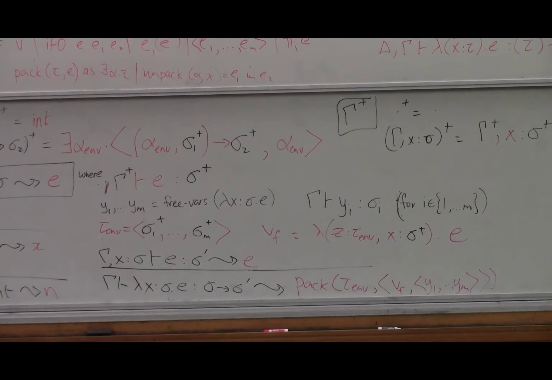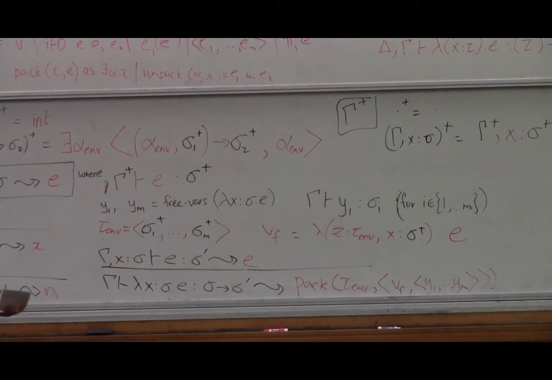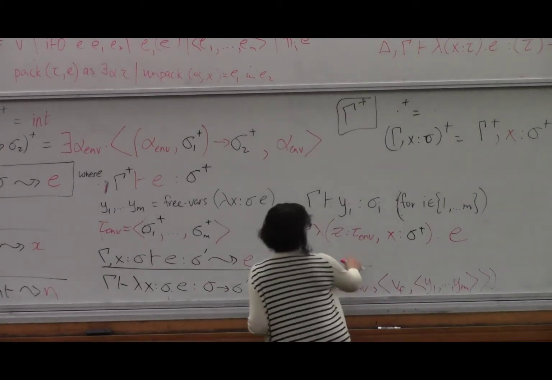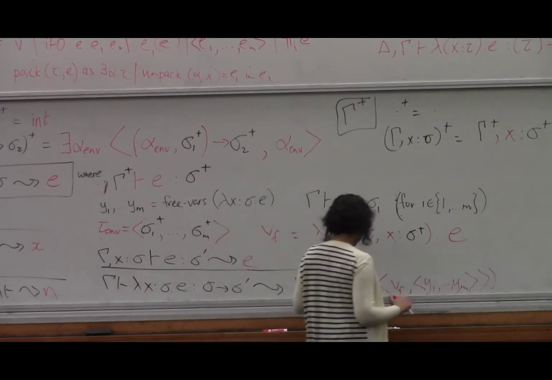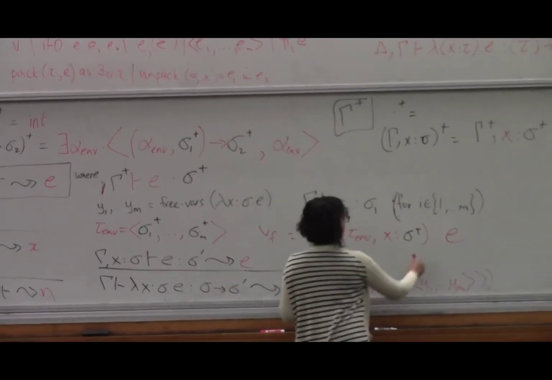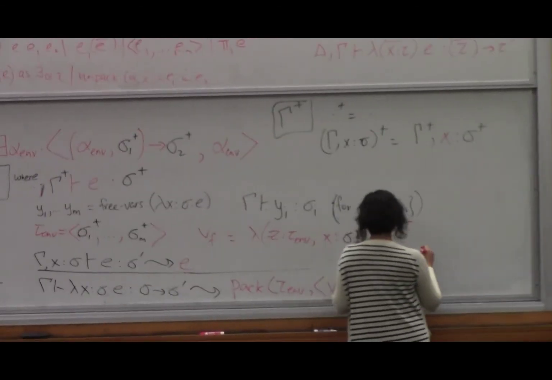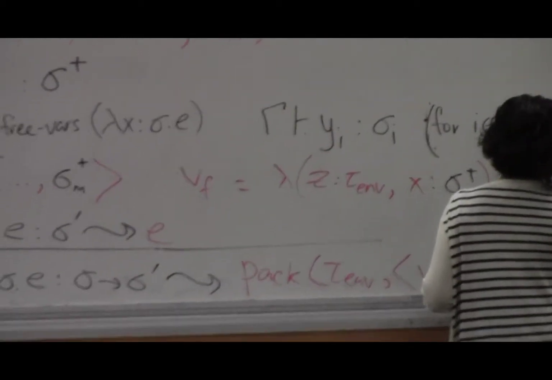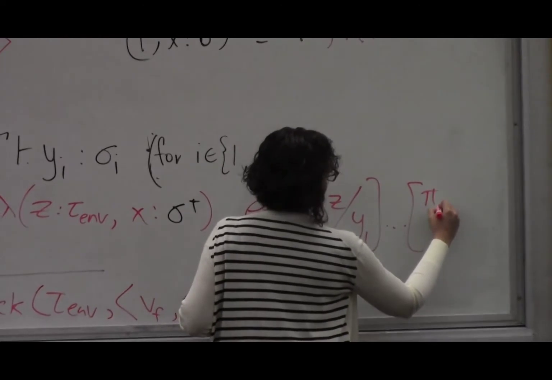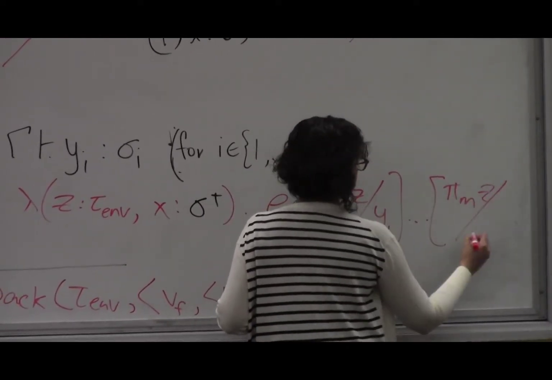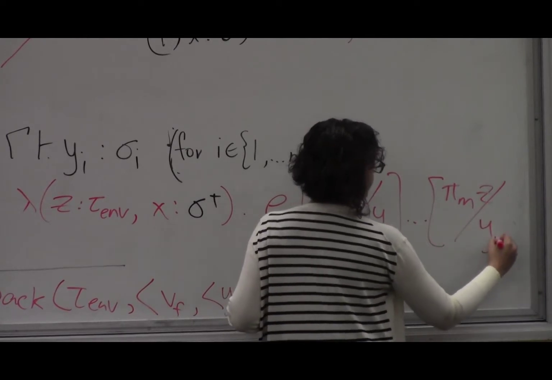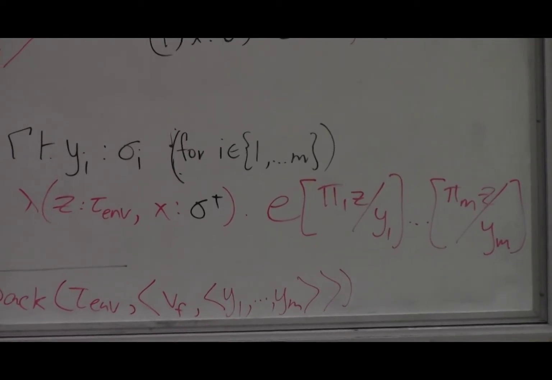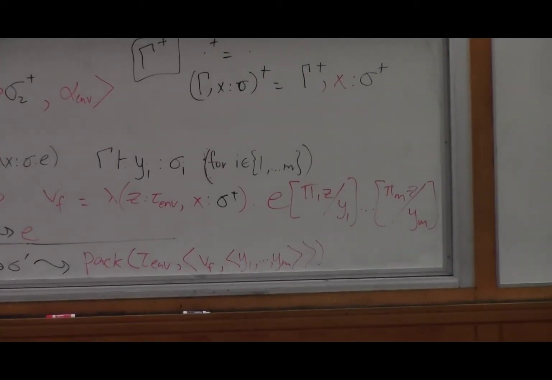So what do we do about those y's? We need to replace them with something. What are we replacing them with? With the projections extracted from this particular environment. Exactly. So what we're going to do is take our E and substitute in the projections, 1 through m, projected out of z, and replace the y1 through ym. And that is the lambda that we want to produce. Okay? All right.